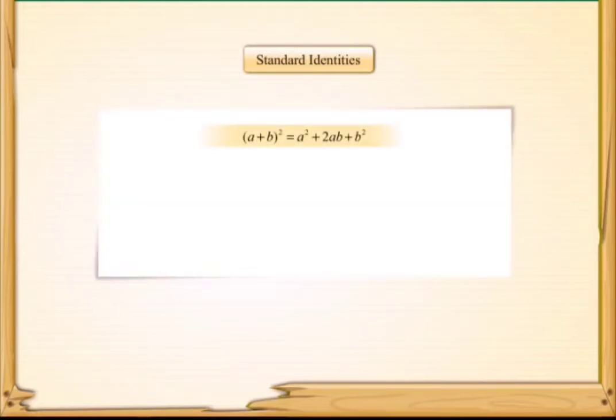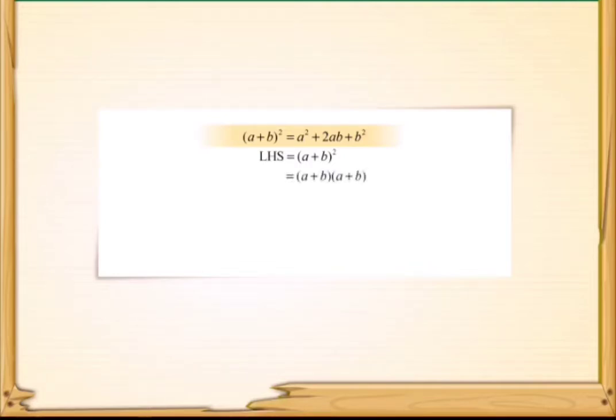Consider the equality shown here. Let us find out whether this equality is an identity. We will do this by proving that the left-hand side is equal to the right-hand side of this equality. The left-hand side, which is equal to (a plus b) whole squared, can be written as (a plus b) multiplied by (a plus b). By using the distributive law, it can be simplified to a multiplied by (a plus b) plus b multiplied by (a plus b).